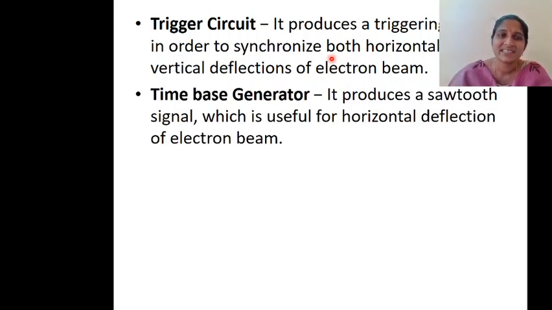Next one, time based generator. It generates different signals, either sawtooth or some other signals, square signal or ramp signal, but here usually it produces a sawtooth. Why are we using only sawtooth here? If you give sawtooth to the horizontal signal, whatever signal is there on the vertical plates will be directly visible on the screen. That we will be studying in Lissajous patterns, where you will see why we are using only sawtooth here.